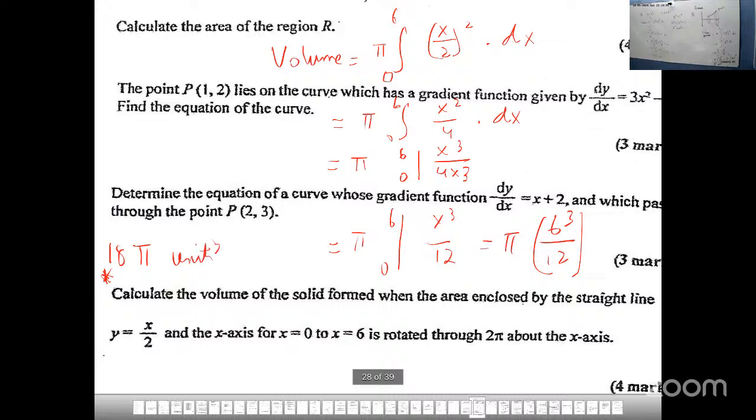I want to give you one more. Of course, you will need to know your cos and radians, right?